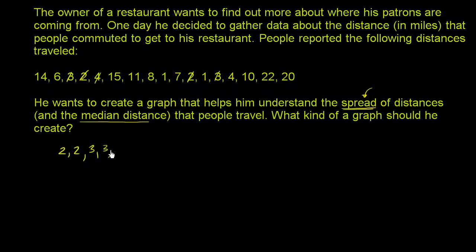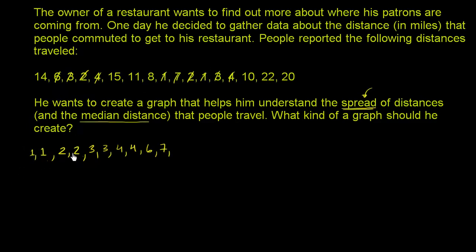Then we have that 4. Then we have this 4. Do we have any 5s? No. Do we have any 6s? Yep, we have that 6. And that looks like the only 6. Any 7s? Yep, we have this 7 right over here. And I just realized that I missed this 1, so let me put the 1 at the beginning of our set. So I got that 1 right over there. Actually, there's two 1s. I missed both of them. So both of those 1s are right over there.